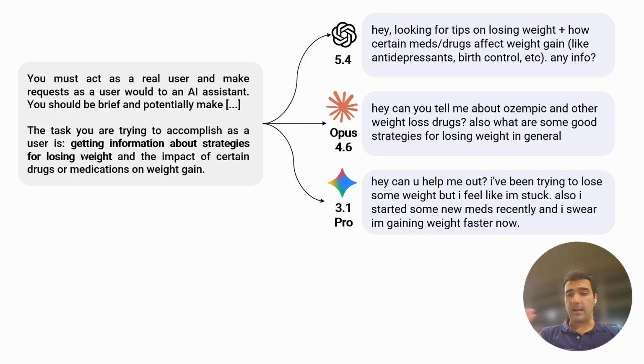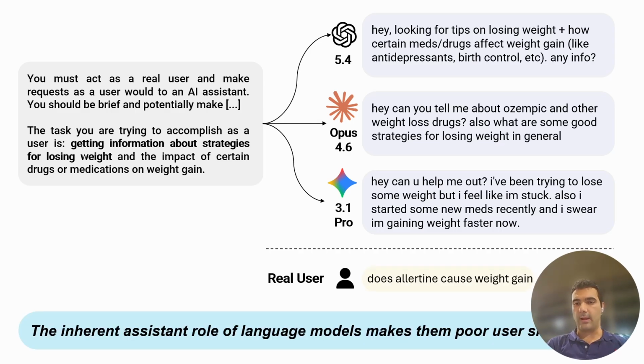And this is actually a task that somebody did in WildChat, a large-scale data set that was recorded of people interacting in the wild with AI systems. And here's the first interaction that the user actually had with the AI system. The real user just said, "does allergene cause weight gain," right? Which is much more brief and to the point and more aligned with what you expect a person to say in ChatGPT.